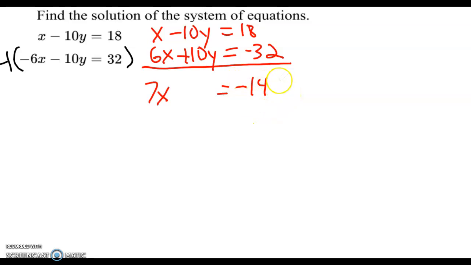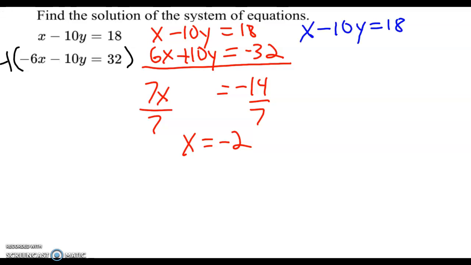Now I get negative 14, and then I'm going to divide by 7. And x is equal to negative 2. Alright, now I'm going to take that x and plug it in, and I get negative 2 for x, and negative 10y is equal to 18.